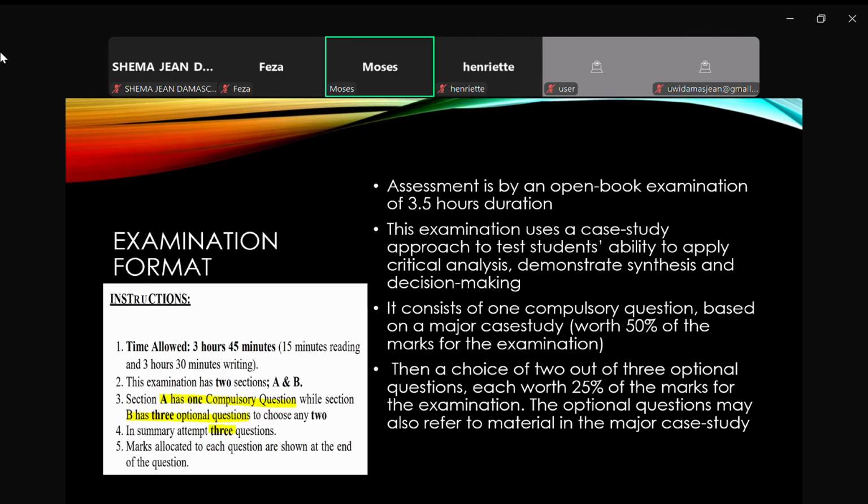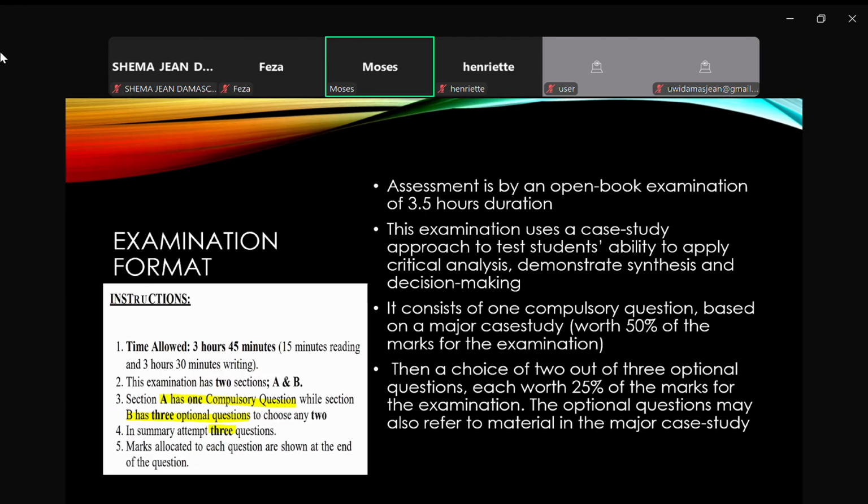We have an open book type of question paper, which means that you are allowed to go with your study materials. Your examination typically is supposed to be attempted in 3.5 hours. And then you are given an additional 15 minutes for reading.